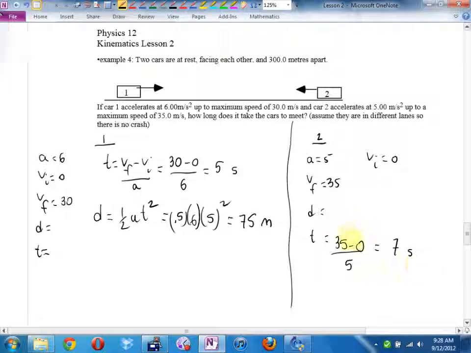Oh, and D equals a half times 5 times 7 squared. 7 squared is 49. Half of 5 is 2.5. Well, 49 times 5 is going to be 245 divided by 2. Am I going with 122.5? No, I'm wrong. What is it? 122.5? Who the man? Woohoo! All right.